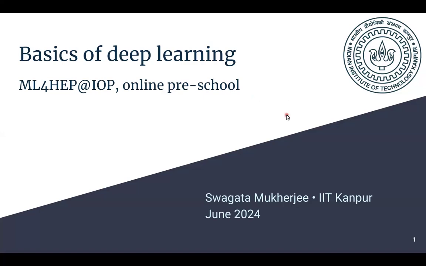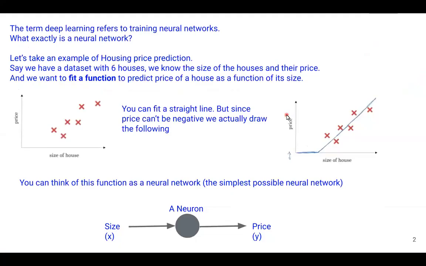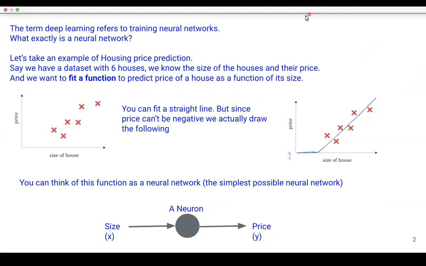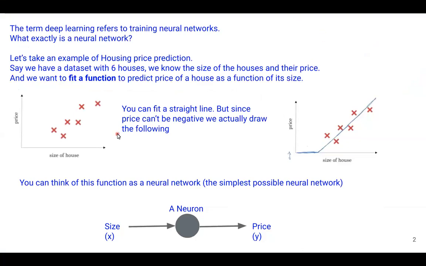So the term deep learning actually refers to training of neural networks. And in this talk, we will see what exactly is a neural network. Let's take a very easy example of housing price prediction. Let's say we have a data set of 6 houses, and the size of the houses are given to us and the price of those houses are also given to us.